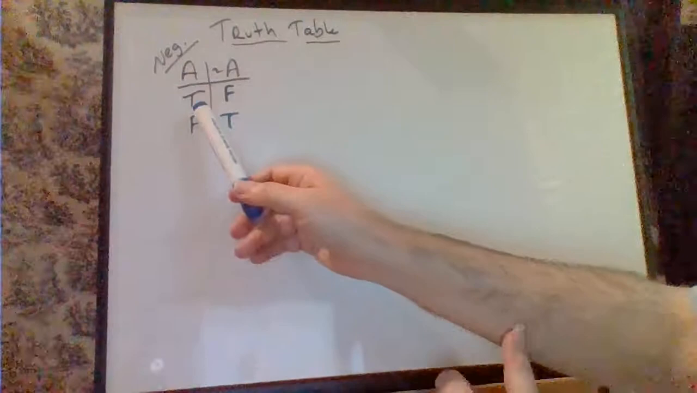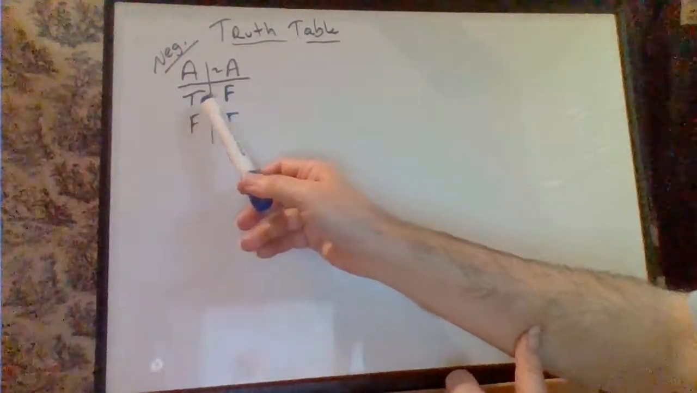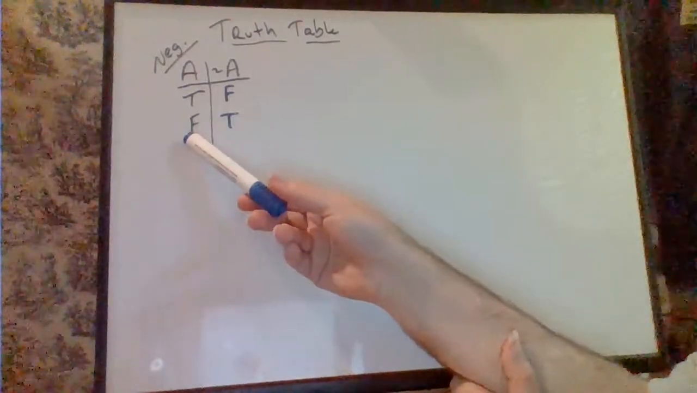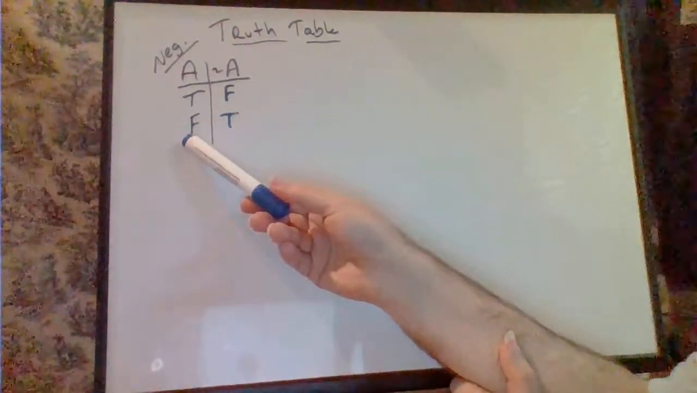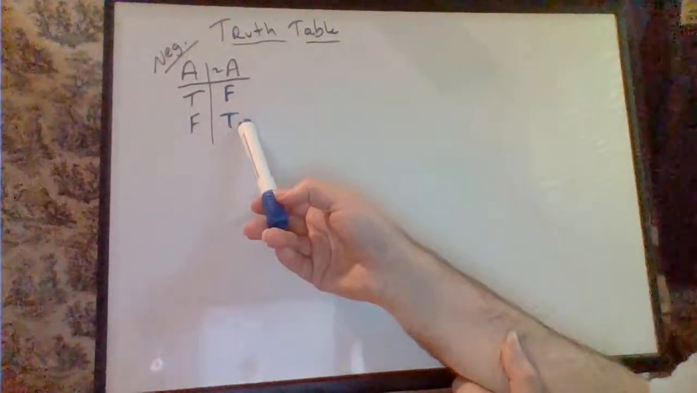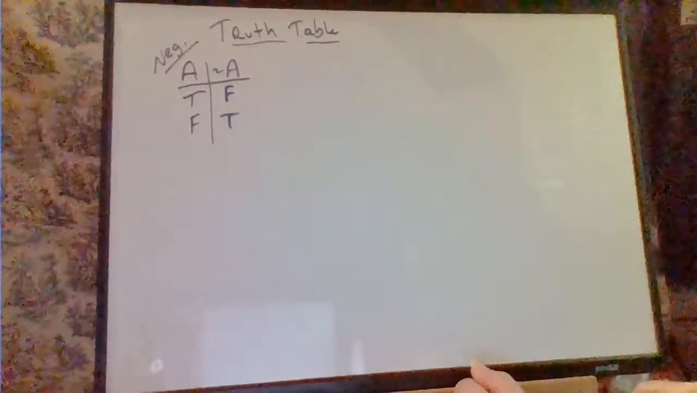The lights are on is true. And if that's the case, the lights are not on would be false. If the door is open is false, then the statement the door is not open would have to be true. Okay? Again, very simple. The negation implies that it's going to have the opposite value when you negate it.